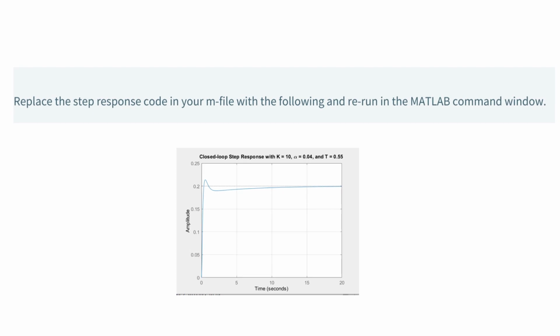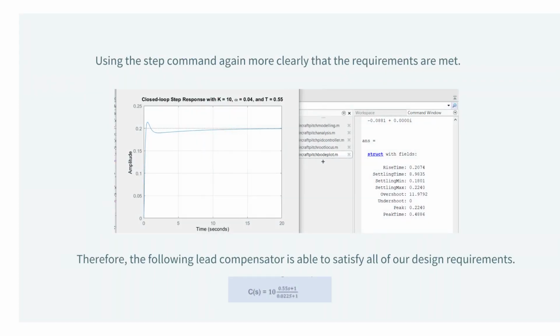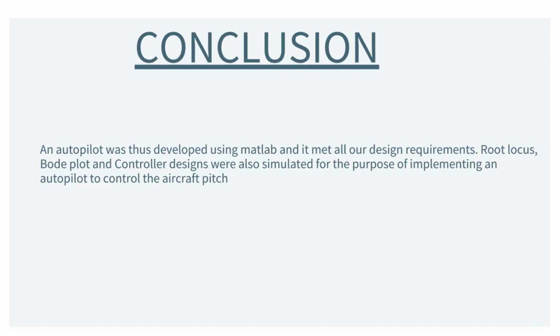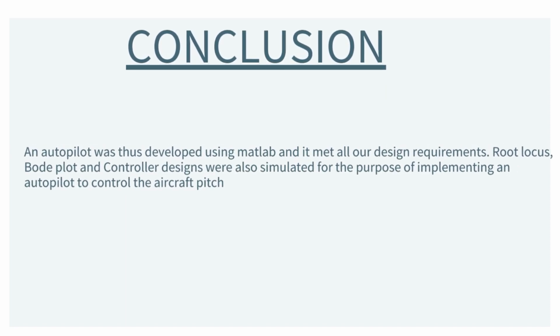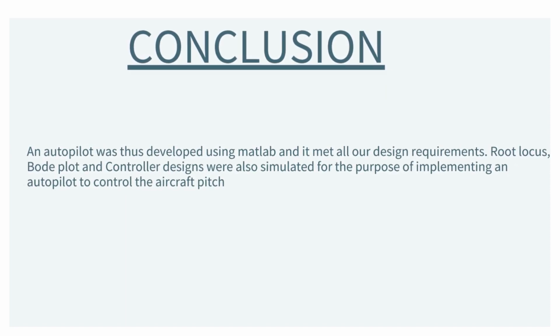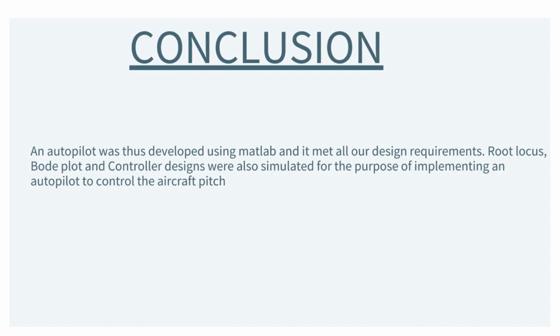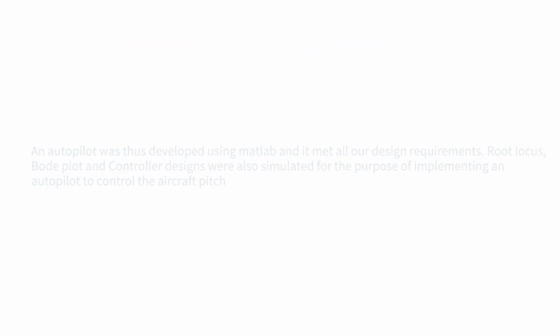So for each value of k, alpha, and T, we checked whether the response obtained satisfied our design requirements. And for k equal to 10, alpha 0.04, and T equal to 0.55, the following lead compensator is able to satisfy all our design requirements. An autopilot was thus developed using MATLAB, and it met all our design requirements. Root locus, Bode plot, and controller designs were also simulated for the purpose of implementing an autopilot to control the aircraft pitch. Thank you.